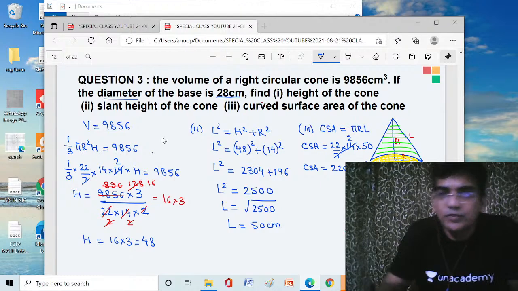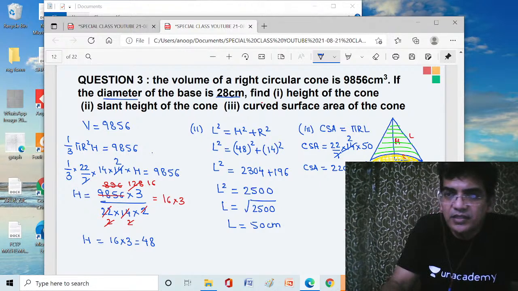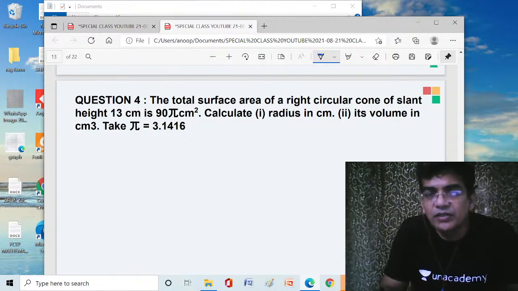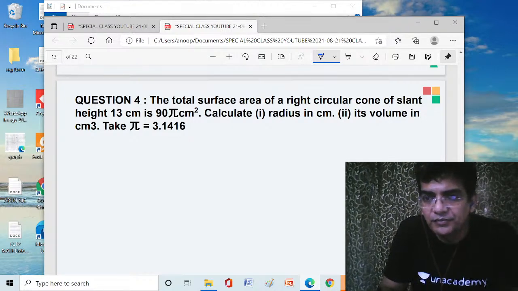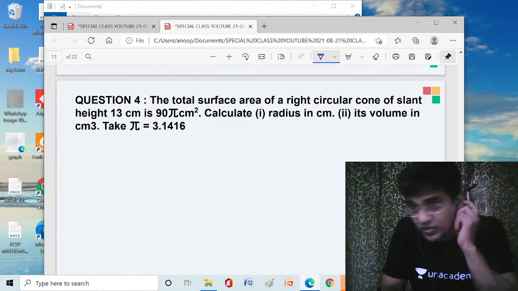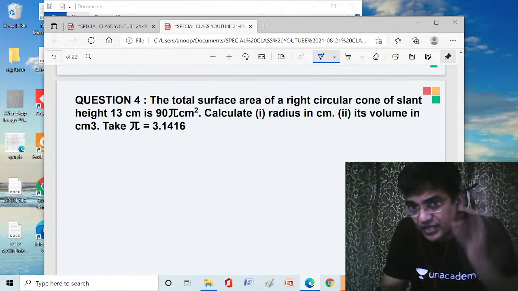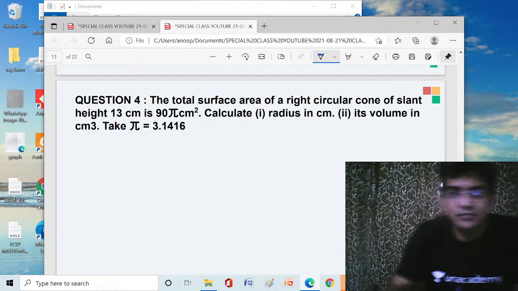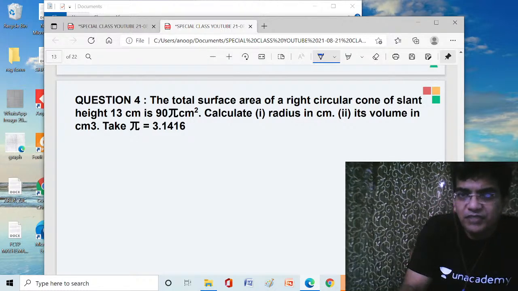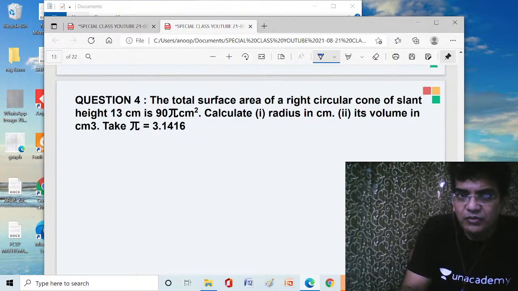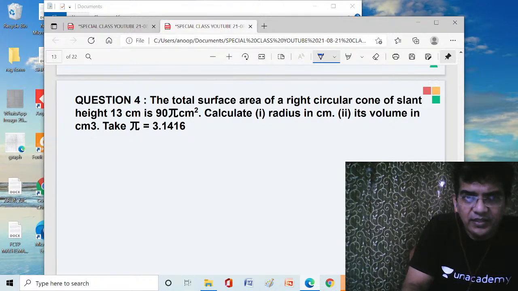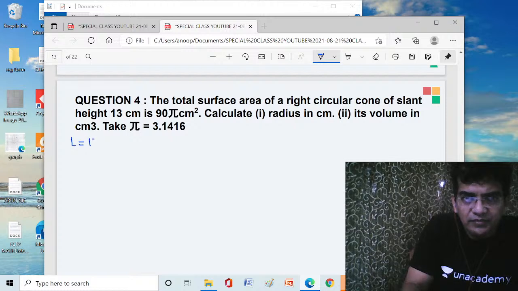Okay, so now let us move to the next question. Let's see on what. Okay, again it is based on the right circular cone. So if it's based on the right circular cone, again we can use the same formula. Let's see what's given here. The total surface area of a right circular cone of slant height. So first of all, they have given us slant height, that is L. Slant height is given 13.